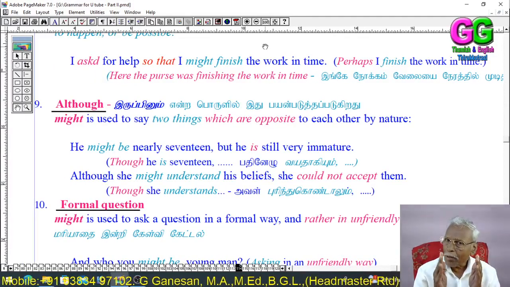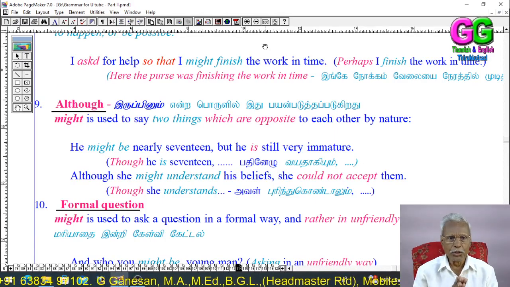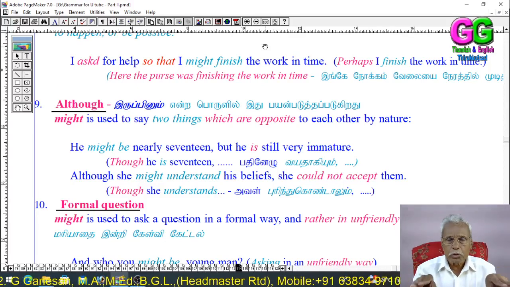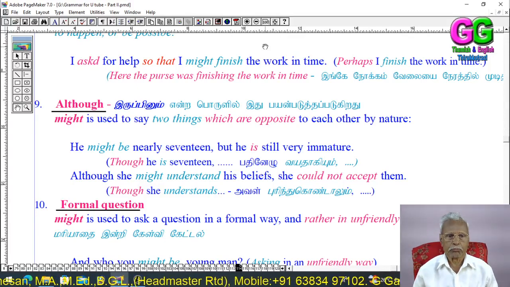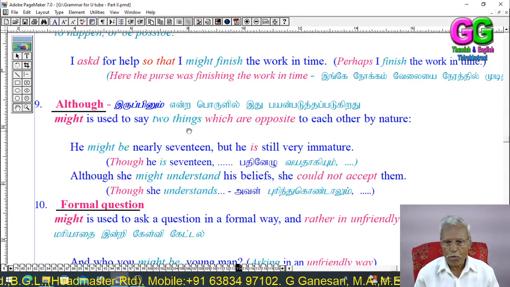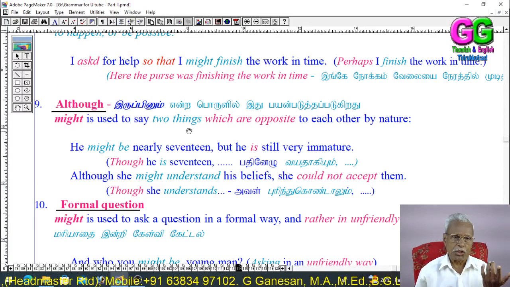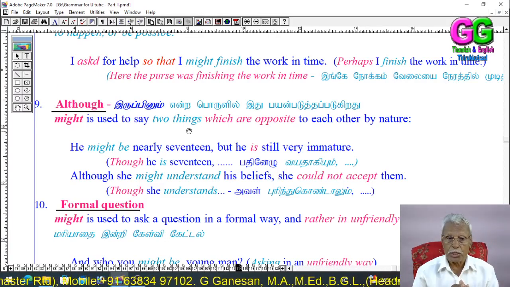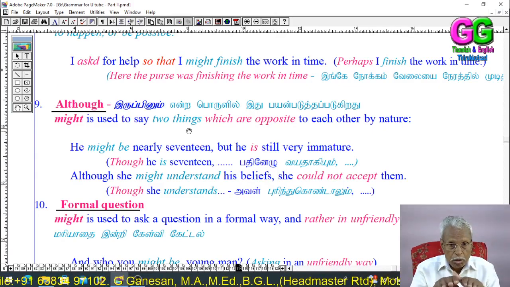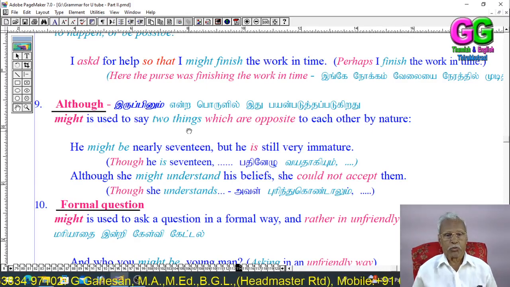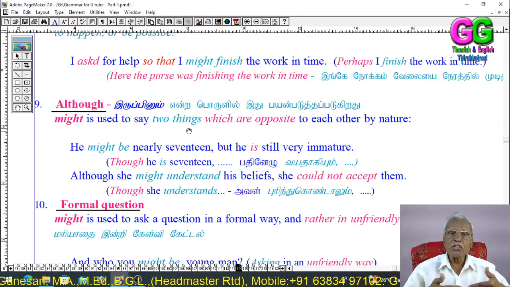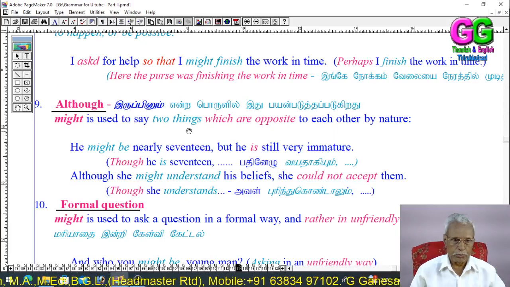Ninth use. Might can be used in the meaning of "although" when two things are referred to. Might is used to say two things which are opposite to each other by nature. To compare two things, we can use might, giving the meaning though, although, even though.